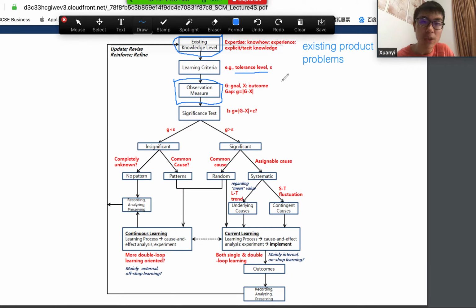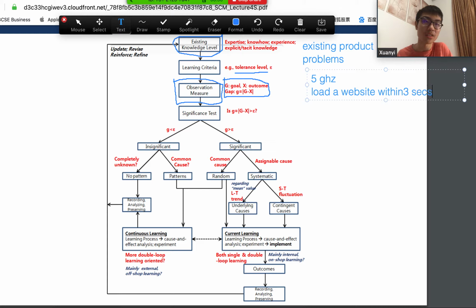Here we try to measure the gap, the difference between our goal and outcome. An example of our goal is to have a speed of 5 GHz, something like CPU speed if we're producing a CPU. Other observation measures can be our goal to load the website within 3 seconds.